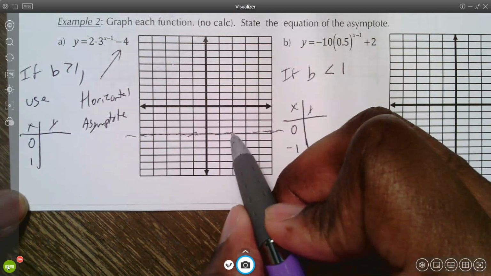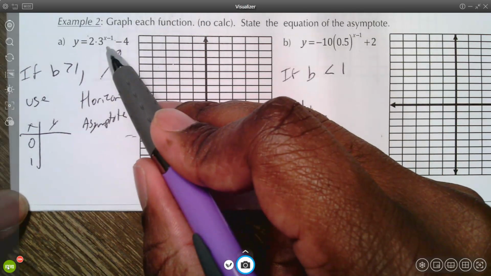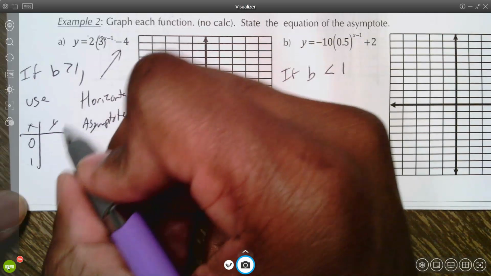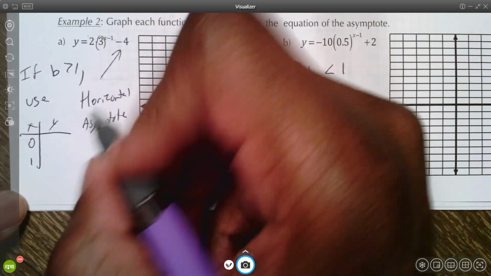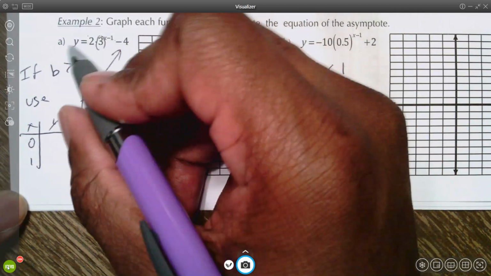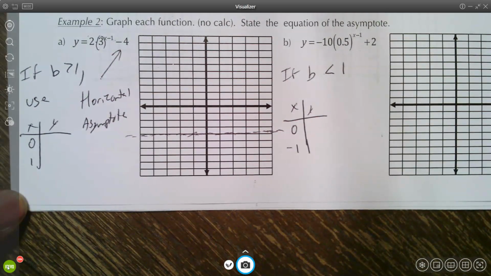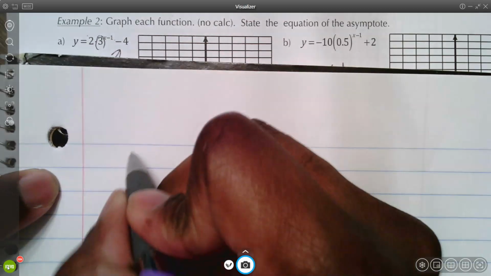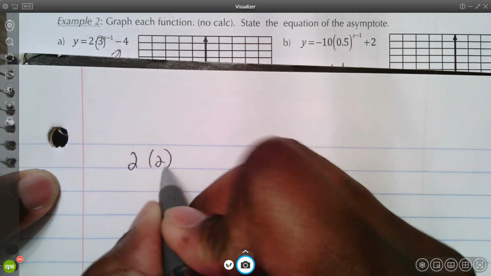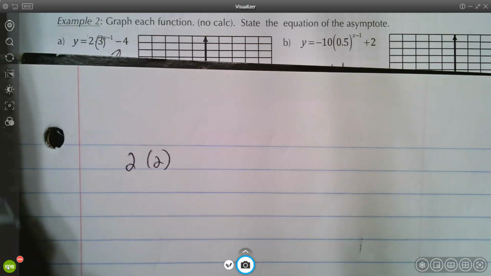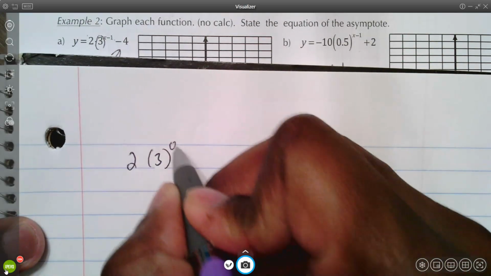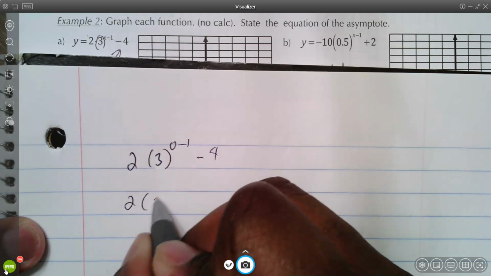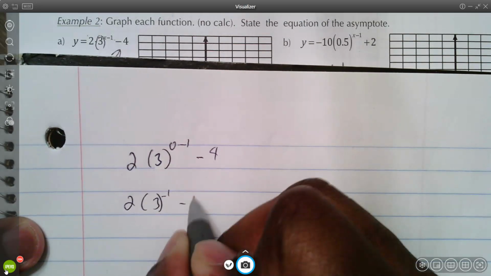So now that I know my horizontal asymptote, in this problem, b is 3. So since it's bigger than 1, I'm going to use 0 and 1. So I'm going to plug in 0 into that equation and plug in 1 into that equation. I'm going to need more space than that, so let's use this page. I'll plug in 0 into that equation. It should be 2 times 3 to the 0, take away 1, take away 4. So that's 2 times 3 to the -1, take away 4.